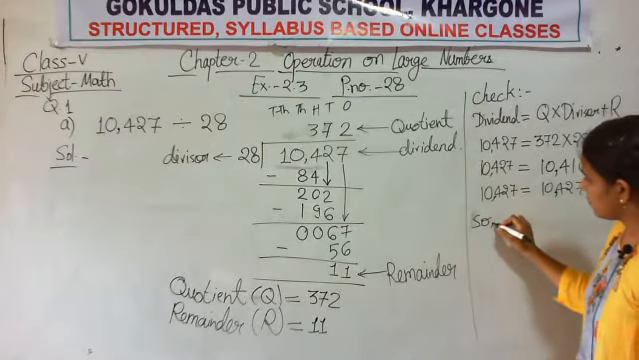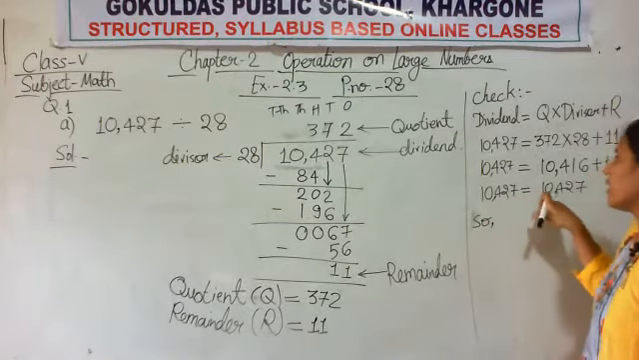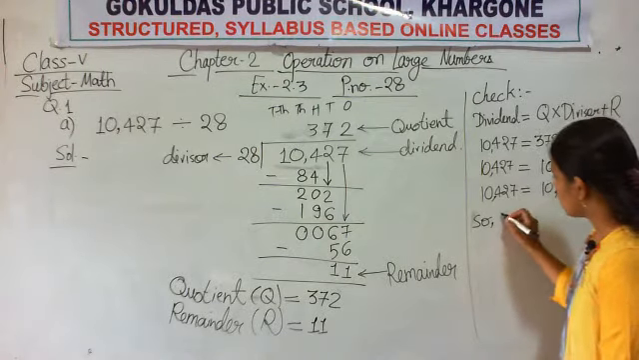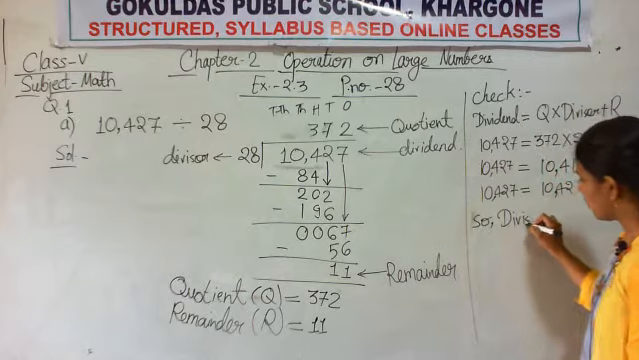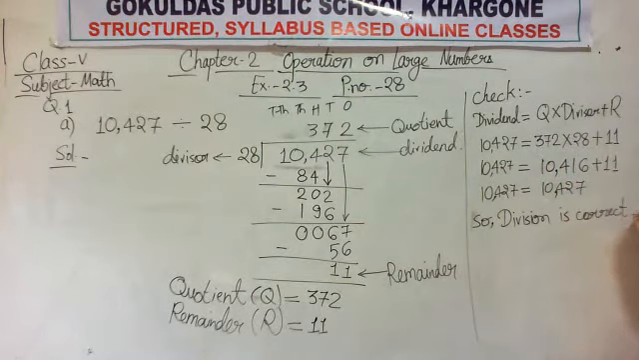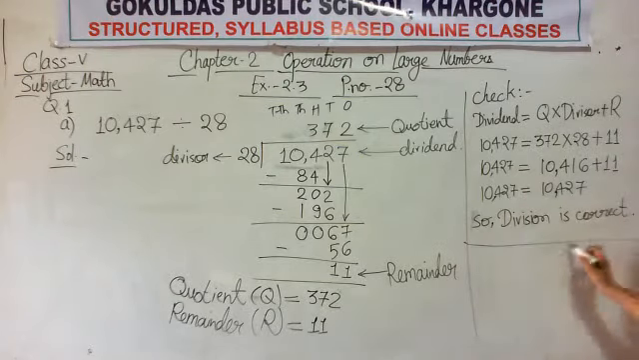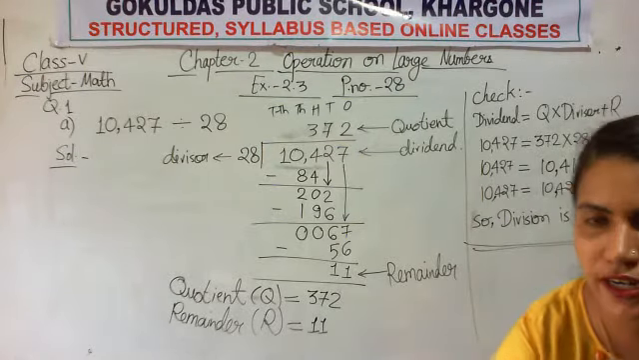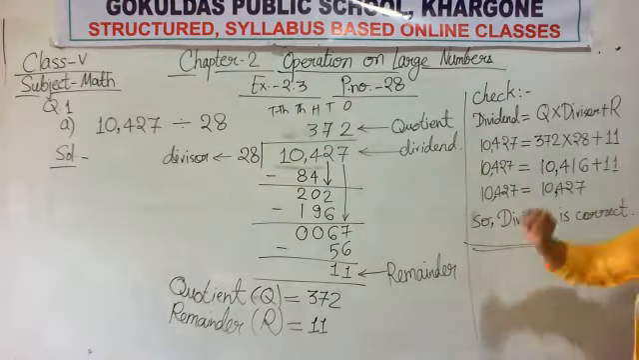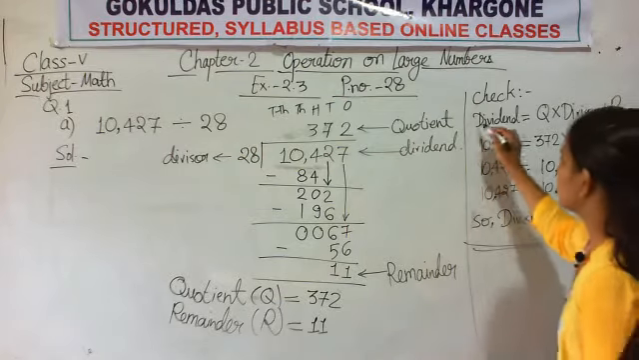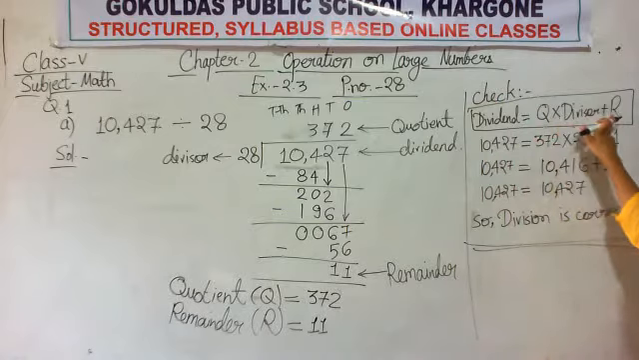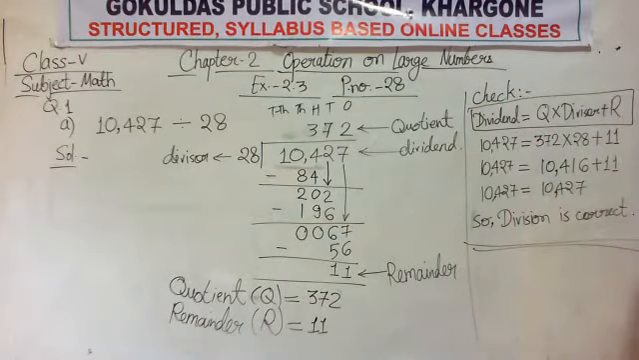So as both the dividend and your answer are the same, what you have to do here? First you have to do the division process, then you have to check. For checking the division, one formula is there: dividend equals to quotient into divisor plus remainder is the formula.